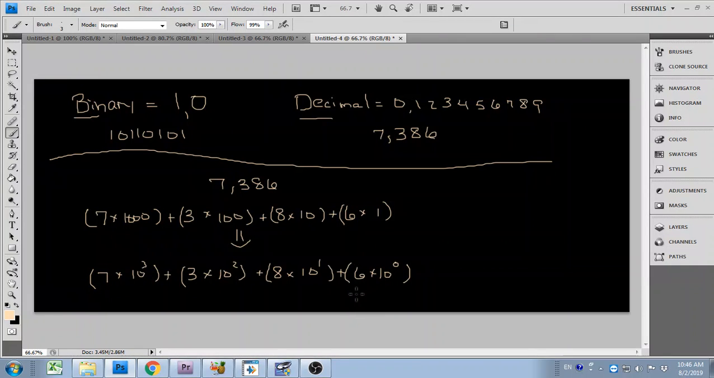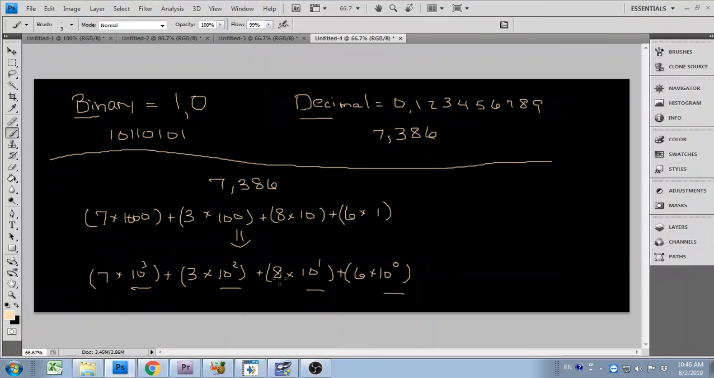Okay. Now the reason that's important is there's a pattern here. And you're going to learn that the binary numbers have exactly the same pattern. That's why we're going to learn this first. This is always 10 to the 0, and then 10 to the 1, 10 squared, and 10 to the third, times the actual value of each digit. An example, 7 and 3, 8 and 6.